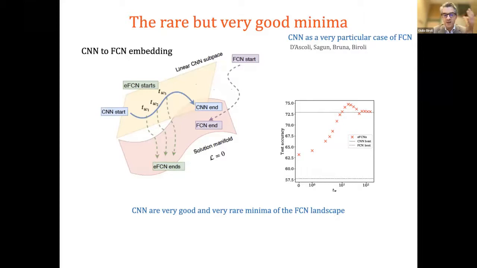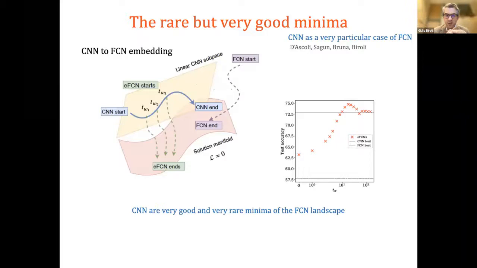So the numerical experiment that we did, which is described on the left, is that we keep the constraint of the convolutional network until a time tw, and then we leave the constraint and let the system evolve as if it were a fully connected network.